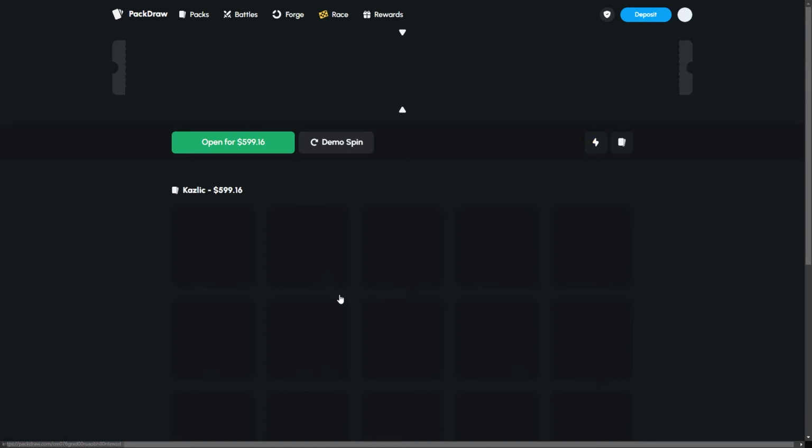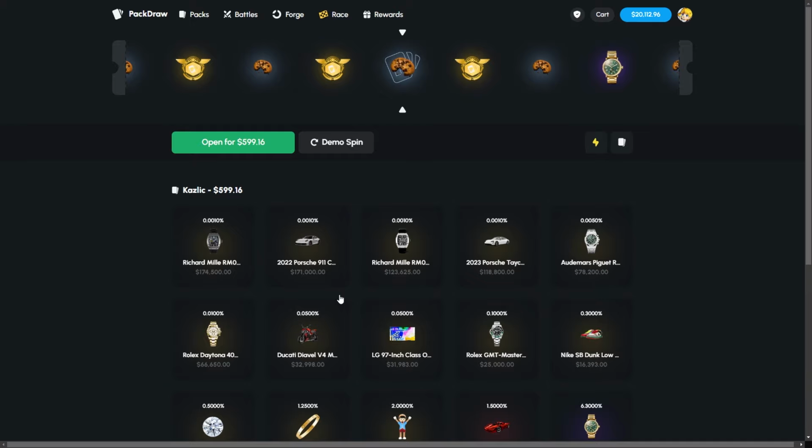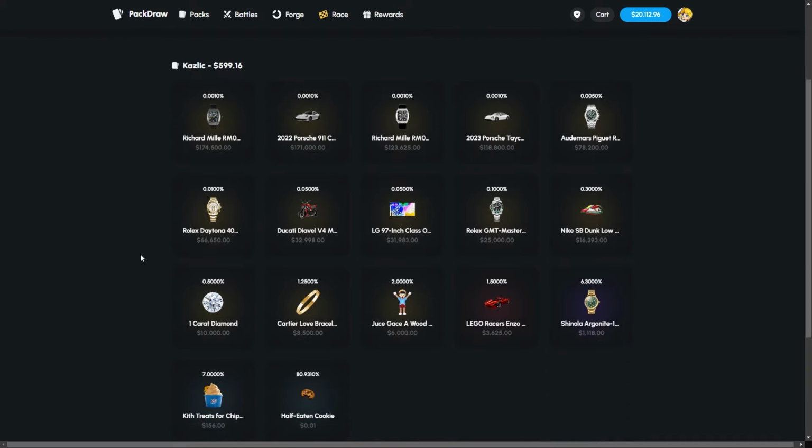So if we go here, before we had a ton of items. And honestly, I just felt like it was time for a little refurbish of the Kazlic case. But now, as you can see, it is quite literally a gold or nothing. So a bit high risk. But if you get that gold, it could be very, very juicy.